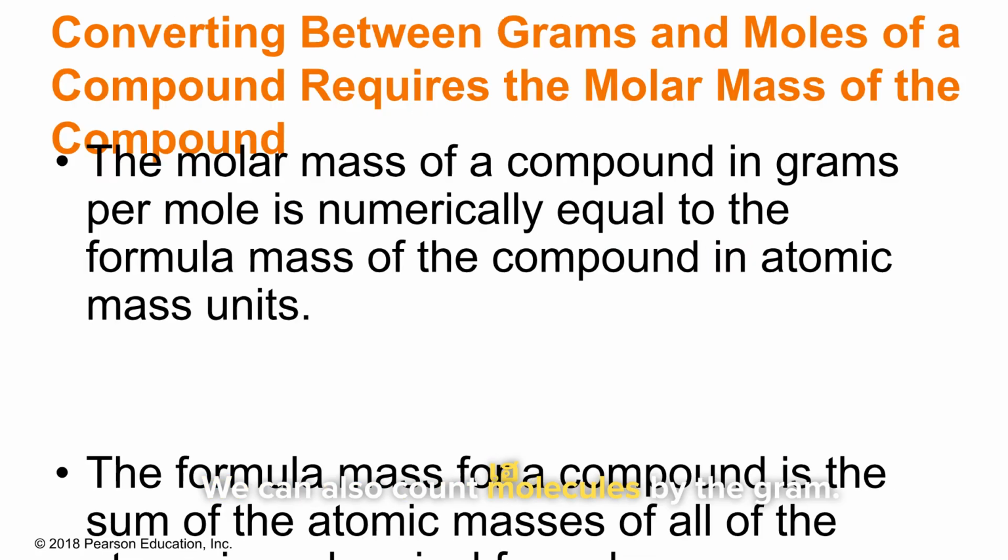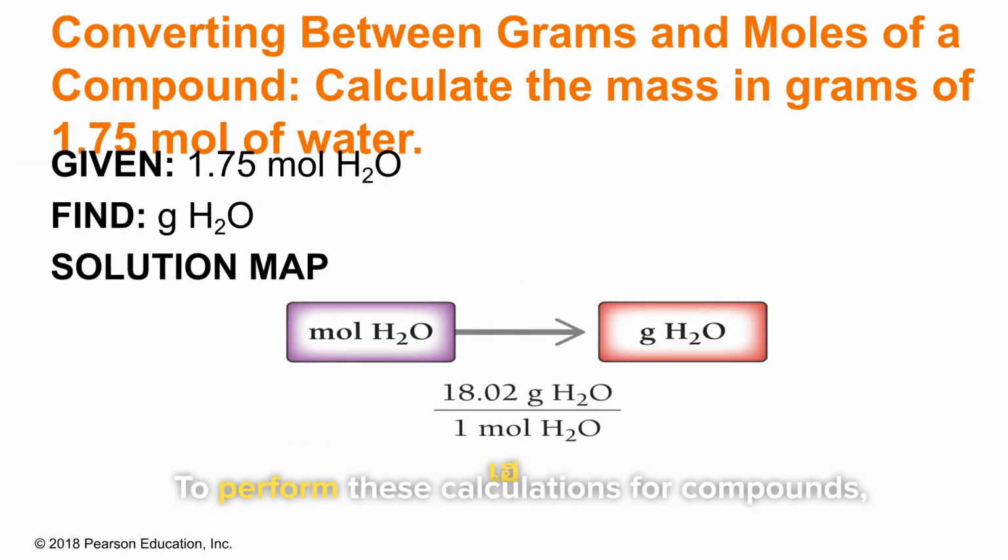We can also count molecules by the gram. For elements, molar mass is per mole of atoms. For compounds, it is the mass of 1 mole of molecules or formula units. To perform these calculations for compounds, we first determine the formula mass, which is the sum of the atomic masses of all atoms in the chemical formula.